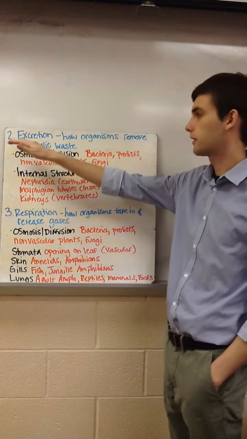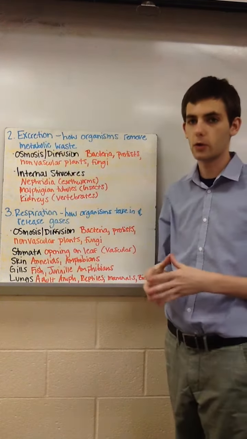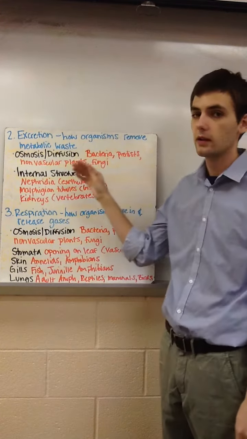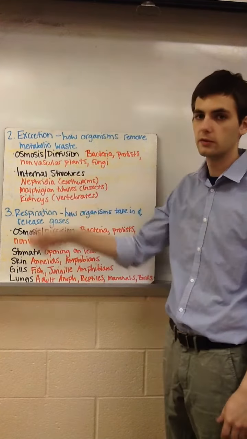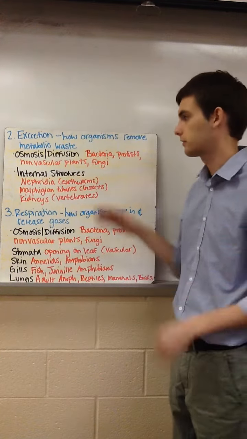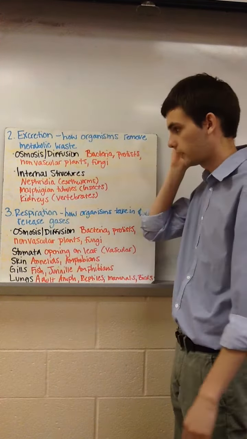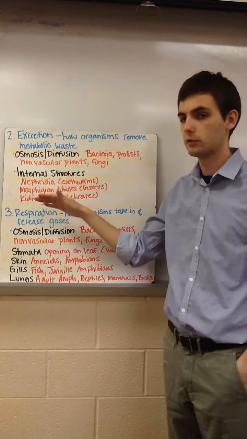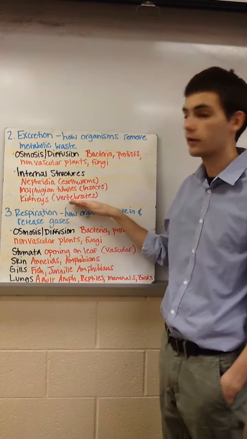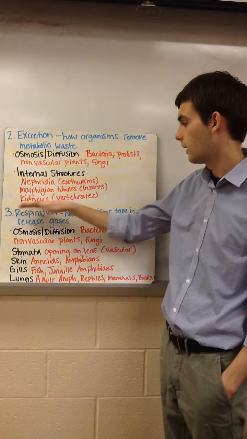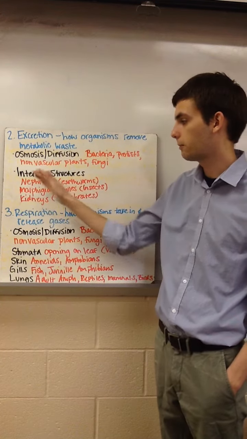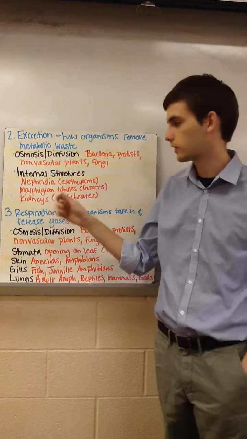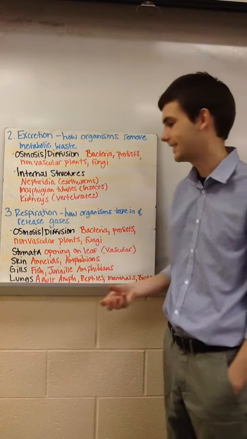The second main process is excretion, and this is how an organism is going to remove its metabolic wastes. Some organisms are going to do osmosis and diffusion, like your bacteria, protists, fungi, and non-vascular plants. Other organisms are going to have internal structures that allow them to do this. With vertebrates, us for example, we use kidneys. Insects are going to use what we call Malpighian tubules. And earthworms are going to use what they call nephridia, which are almost like tiny kidneys.